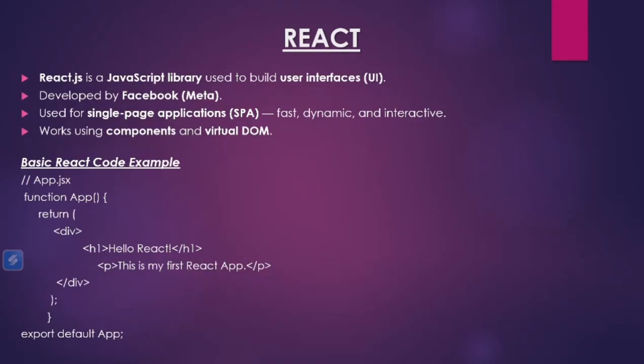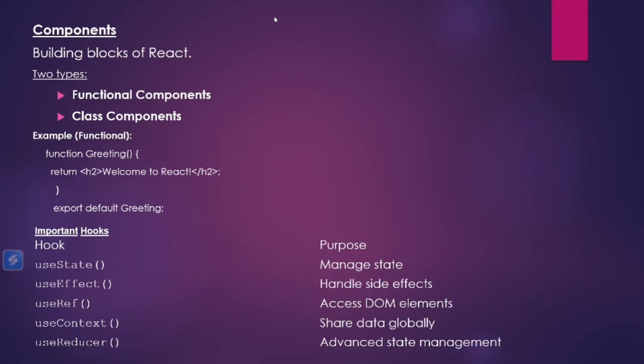Components are the building blocks of React. There are two types of components, functional components and class components. Some hooks are also important to use in React, like useState, useEffect, useRef, useContext, and useReducer. useState is used to manage state. useEffect is used to handle side effects. useContext is used to share data globally.